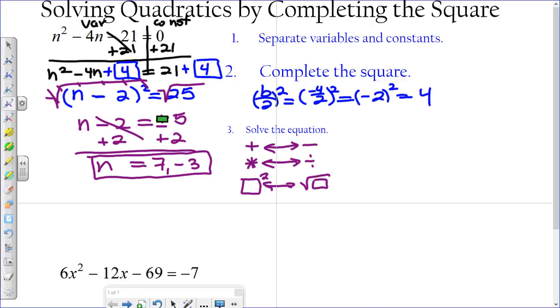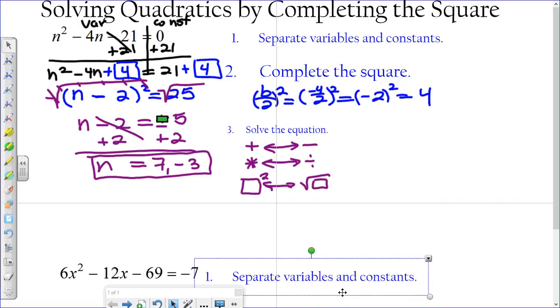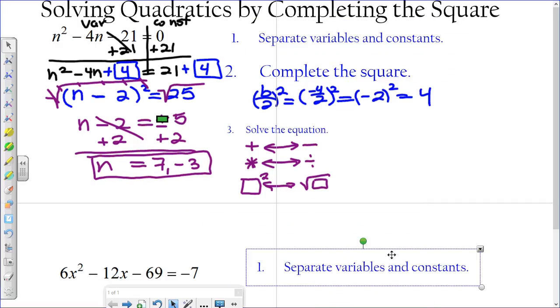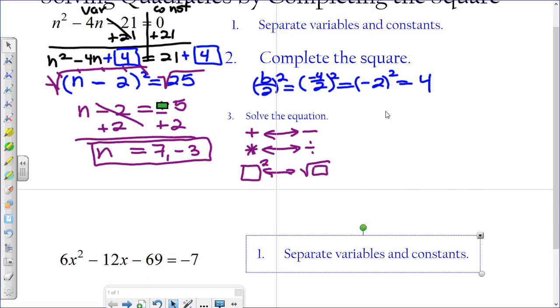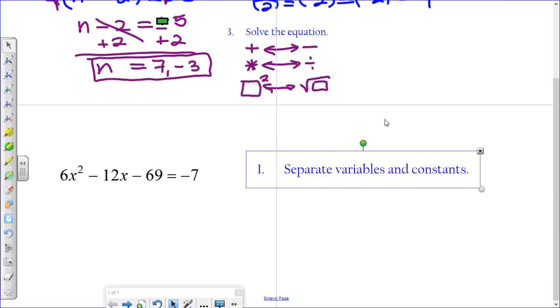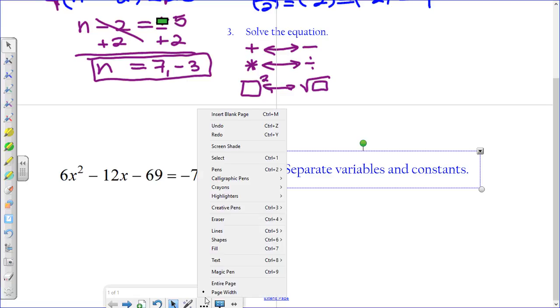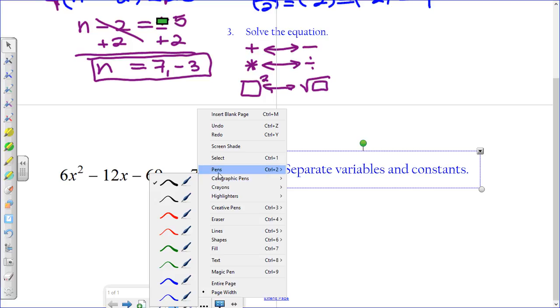Okay, but this is an easy example. Let me do a more complicated example. Let me do example number 2. And I'm going to follow the same steps. The steps are the same. The math is more complicated, more involved, but the steps are the same. So number 1 is separate variables and constants. The way you're going to do it is the following. You're going to put a line, and the line is where you're separating them.